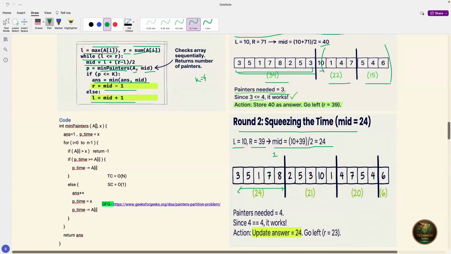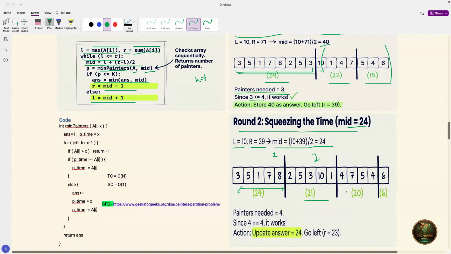Now for the second painter, it will be 2 plus 5 plus 3 plus 10 plus 1. It will be 21. If we include this one also, this will be 25. But our maximum time needed for round 2 is 24 only. So we are going to use 21 units of time for the second painter. So this will be our second painter.